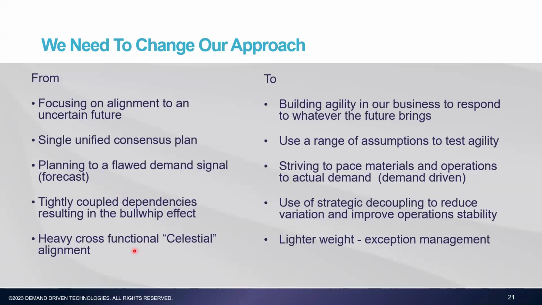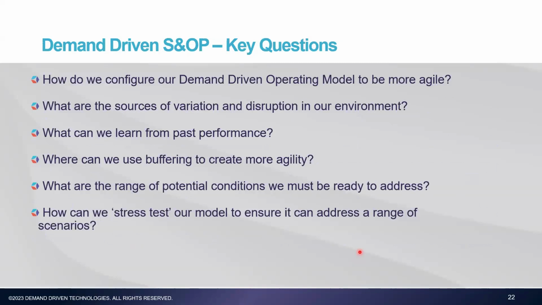Instead of this heavy cross-functional celestial alignment, as in let's get all the planets and stars lined up here, maybe we can focus on a much lighter weight, easier to manage exception management approach. Instead of trying to get all those things perfectly aligned, why don't we just look for the edge cases where things might get out of control? And if we do that, there's going to be fewer things to focus on. It's going to be easier to put our attention and more emphasis on those things that really need to be thought through than all this other stuff that we've been doing traditionally.